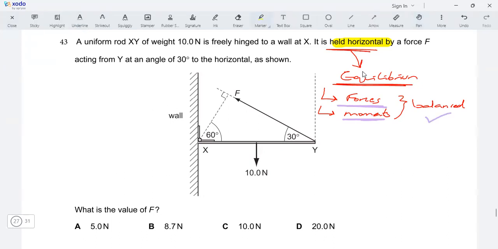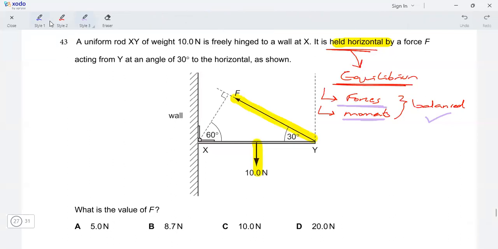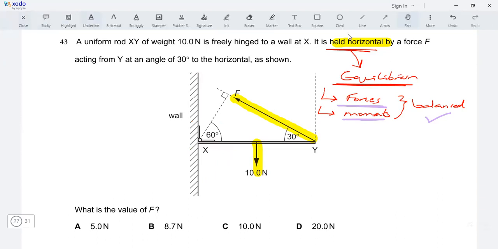So let's look at the forces first. This is the force F given, and this is the weight 10 Newton given to us. No other force is shown on the diagram. And if you think about it practically, there must be a force acting at the hinge as well, but it's not shown in the diagram and we're not sure what the direction should be. So the forces part is causing a confusion. So let's leave that. Instead, let's look at the moments.